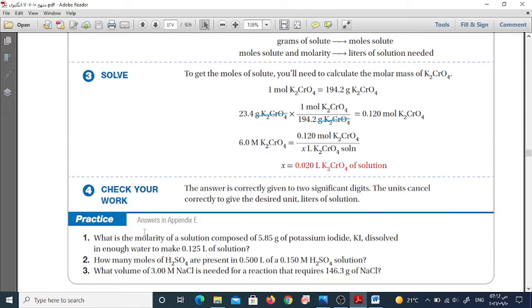Try to derive the molar mass of potassium chromate, because here you have 2 atoms of potassium and 4 atoms of oxygen. So you will multiply the atomic mass of potassium by 2, and you will multiply the atomic mass of oxygen by 4.